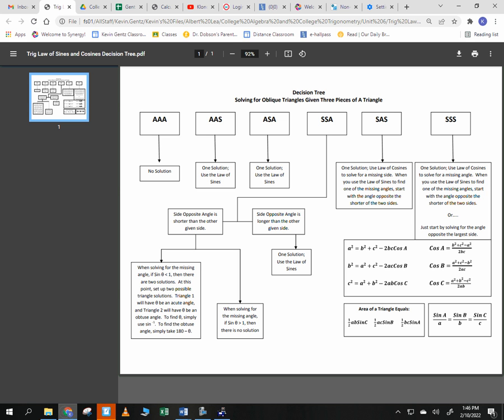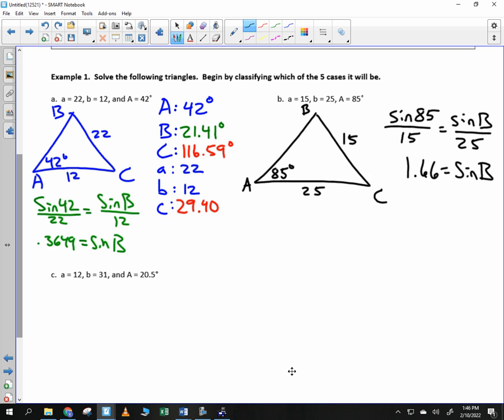It says when solving for the missing angle, if sine is greater than 1, then there are no solutions. See that? So in this situation, we can see that there is definitely no solution. So in my triangle, the geometry of it all is that this 15, wait a minute, it should be drawn the other way actually, but we can do it. This 15, there's no way that it could stretch or reach all the way over to point B. It's too short of a side. That's what we found out.